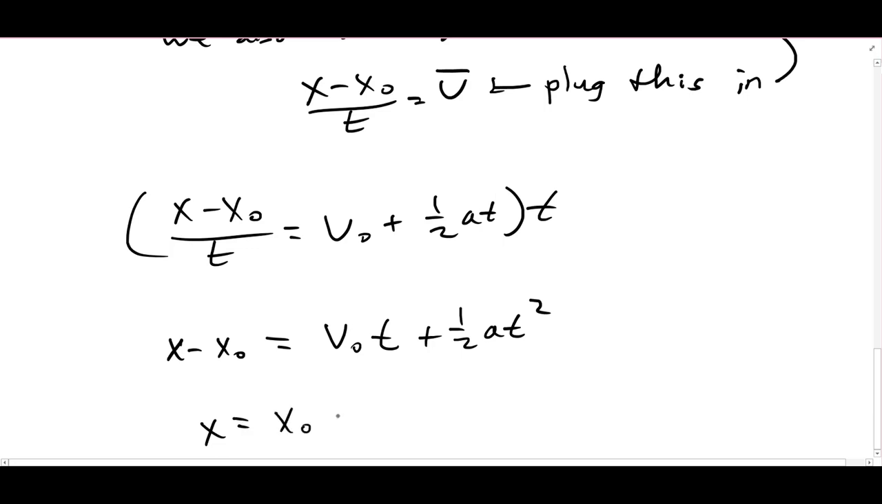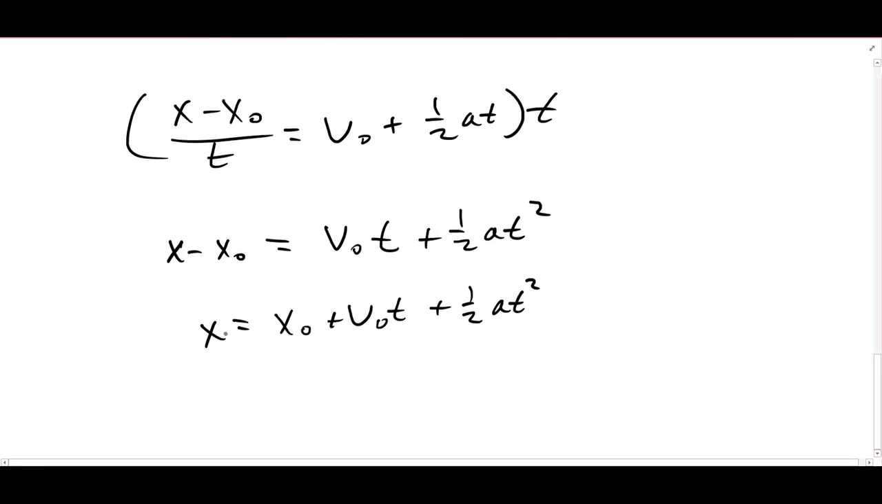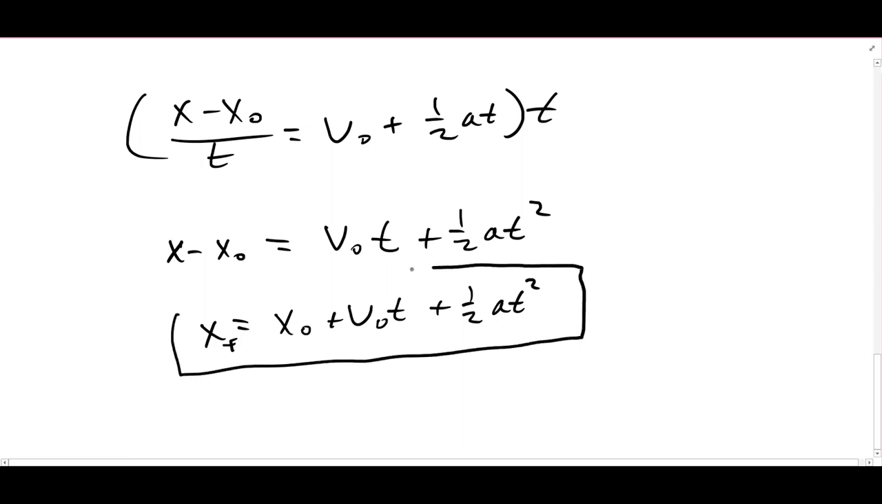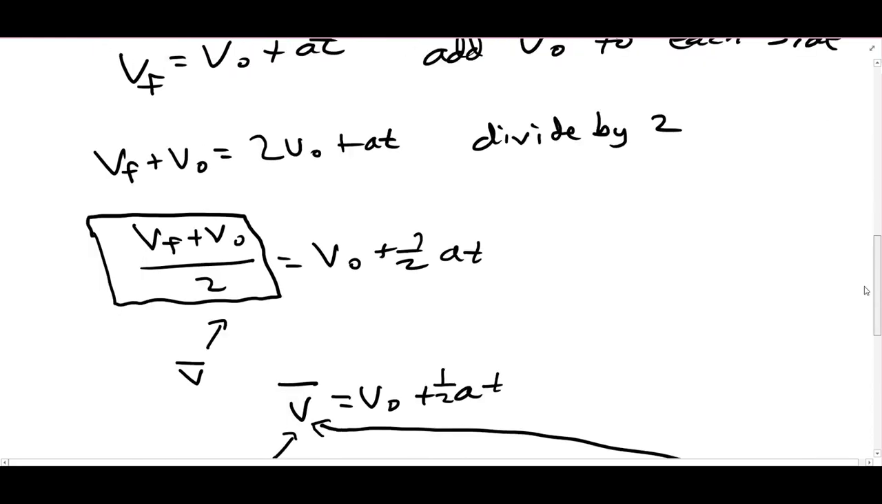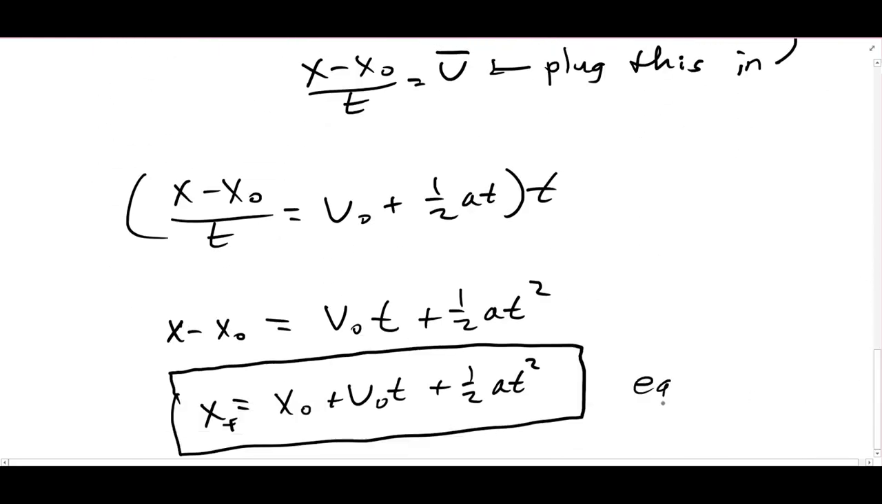x equals x initial plus v naught t plus 1/2 at squared. Okay. We can also add an x final there because that's what it actually is. And this equation right here is probably the quintessential equation. What equation number is this? 4. Yeah, it's equation 4.